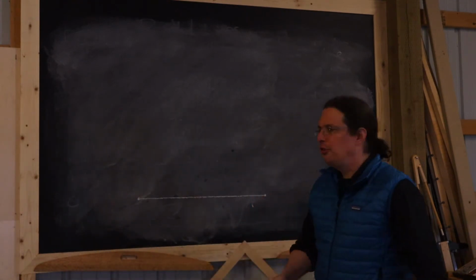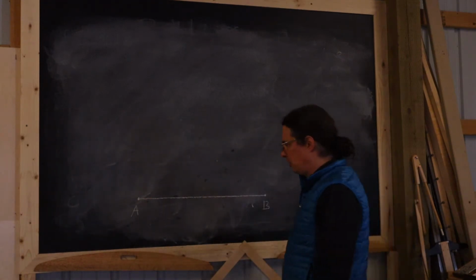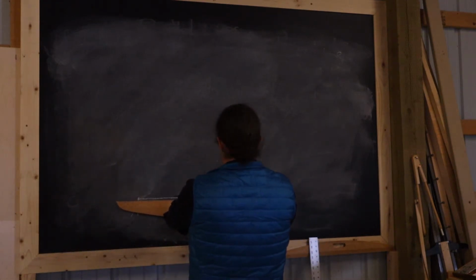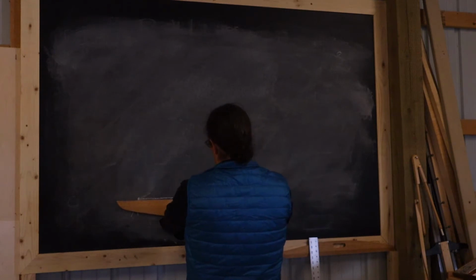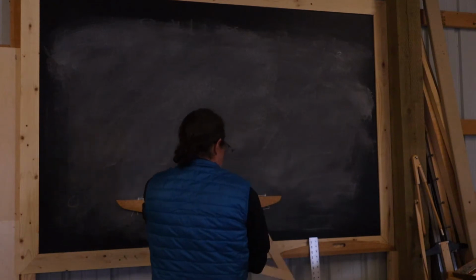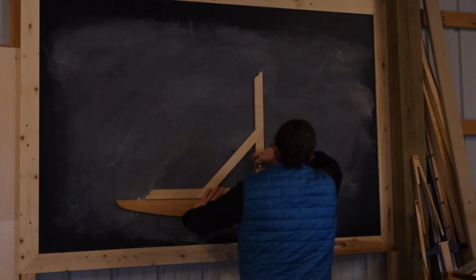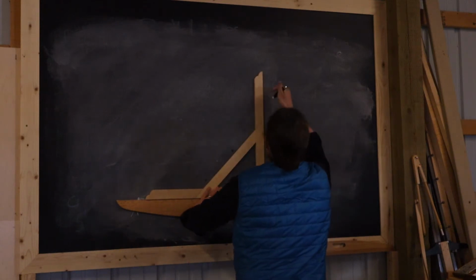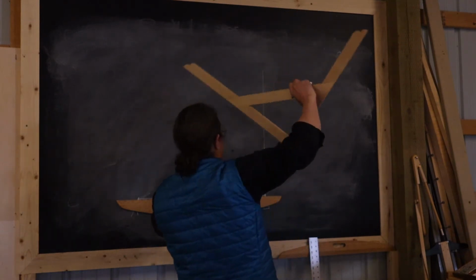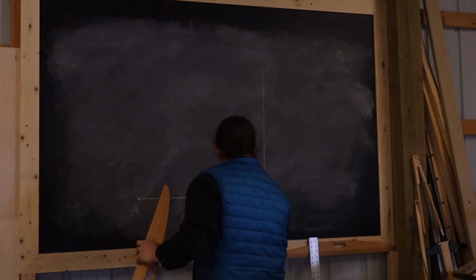And I want to divide this AB into 5 equal segments. Well, to do that, what I'm going to do is from one end of this segment, from B, I'm going to draw a perpendicular line going straight up. And I might need to extend that, I don't know, we'll see.